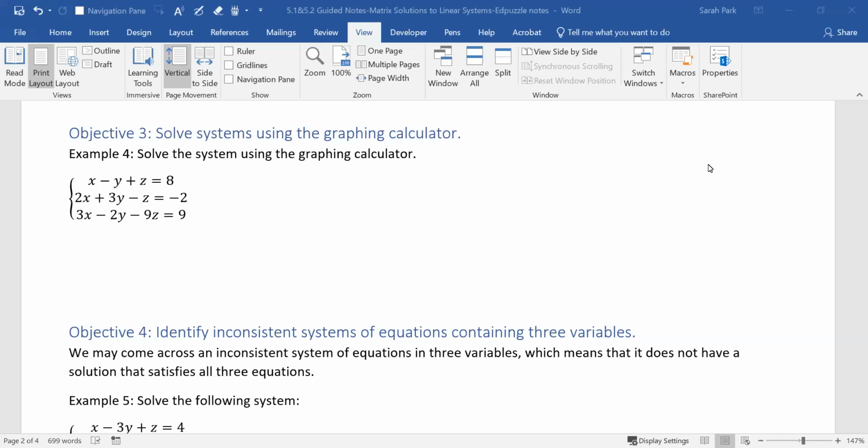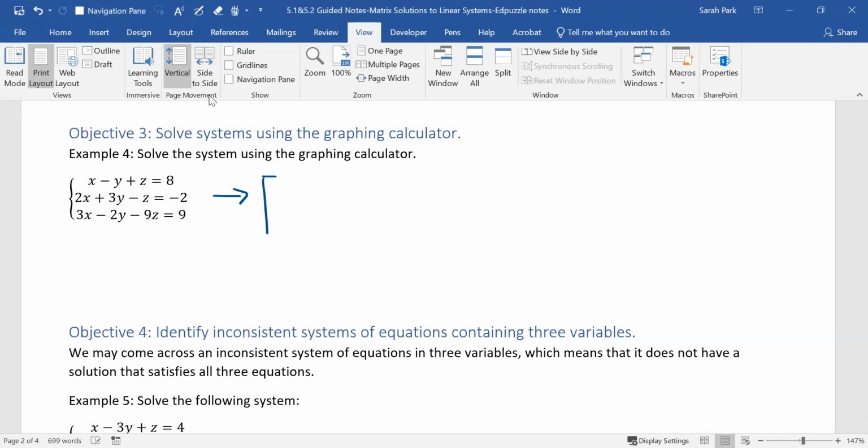Hey, welcome back. This is the second video for sections 5.1, 5.2. Now for objective 3, we're going to use a graphing calculator to solve this system. This example here that we have in front of us is the same example that we did for example 1. The first step is to write it in its augmented matrix form.